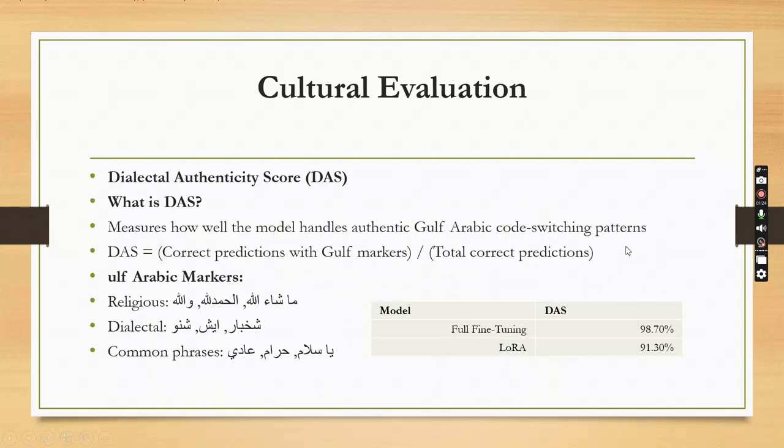Now, cultural evaluation. How do we ensure that this could be implemented? Accuracy alone doesn't tell if a model actually understands Khaliji Arabic. So we created our own metric, the Dialect Authenticity Score, DAS. DAS measures, out of all correctly classified examples, how many maintain authentic Gulf Arabic markers like religious expressions like mashallah, dialectal words like shakhbarak, and common phrases like haram. If a model gets a high accuracy but low DAS, it means that it's guessing based on English words. A high DAS means it's actually learning the culture.